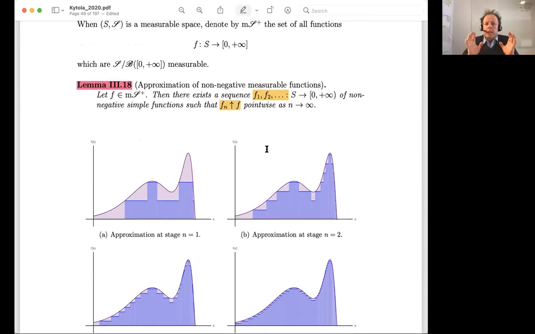What is important is that the picture shows you a continuous function, but nothing needs to be continuous. This could be a really nasty function, with lots of discontinuities. It needs to be measurable, but nothing else. Continuity is not needed.